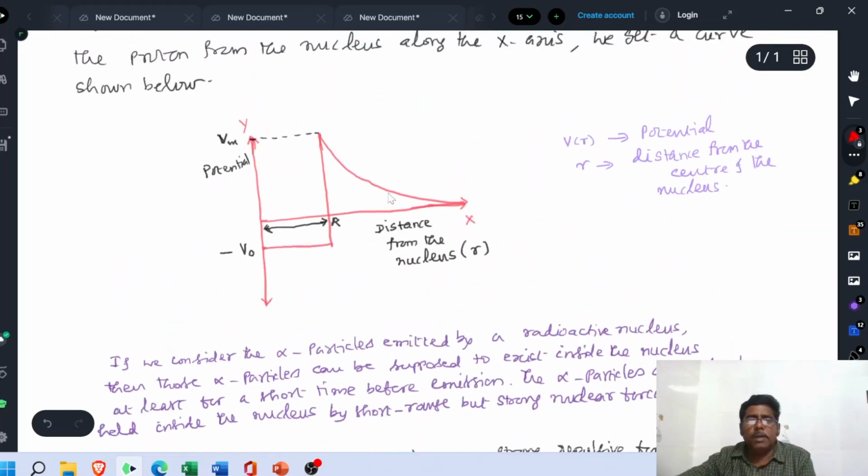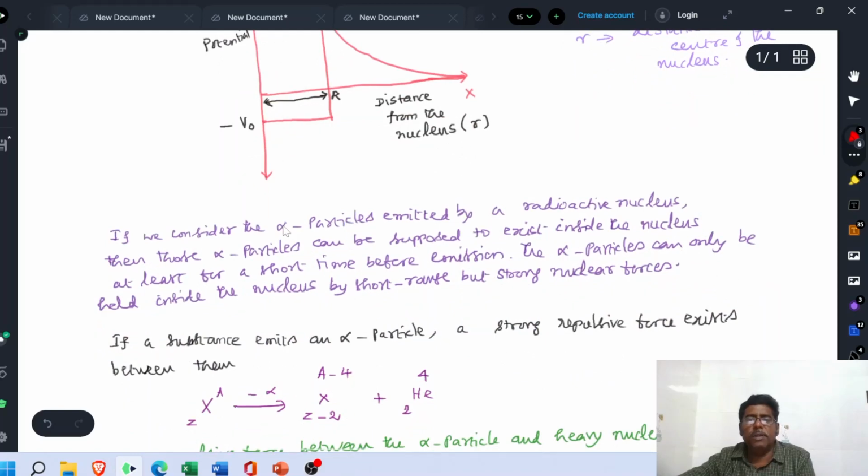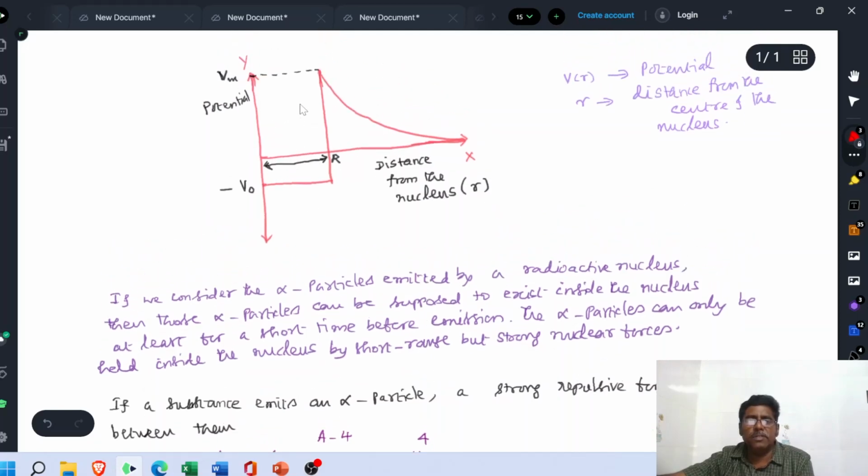Now we have to apply this theory to the alpha particle. If we consider the alpha particle emitted by a radioactive nucleus, then those alpha particles can be supposed to exist inside the nucleus at least for a short time before emission. The alpha particles can only be held inside the nucleus by short range but strong nuclear forces. Before the emission, the alpha particle exists inside this square well potential because of the nuclear forces.